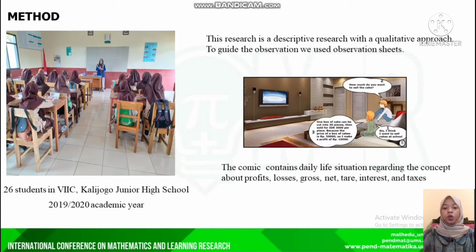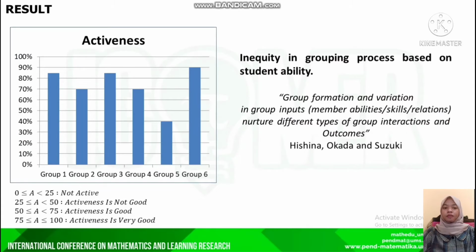Observation sheets were used to guide in observing student learning activeness. Students analyzed the story presented in the comic to determine the meaning of profit, losses, gross, net, share, and taxes related to daily life situation. Besides that, we also gave questionnaire to students to find out their opinion about the comic usage.